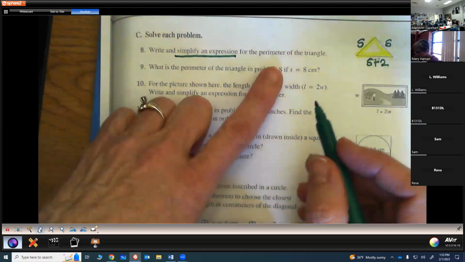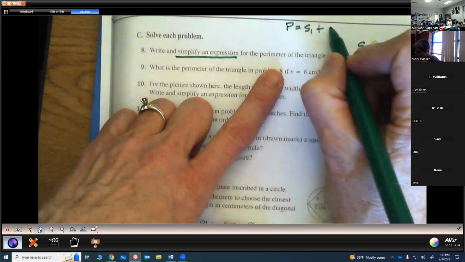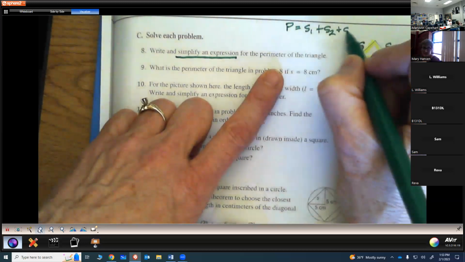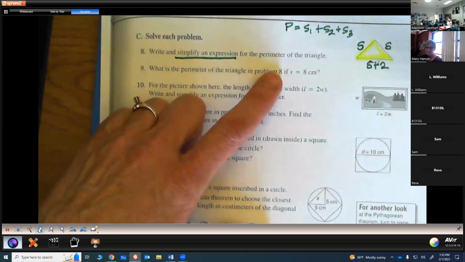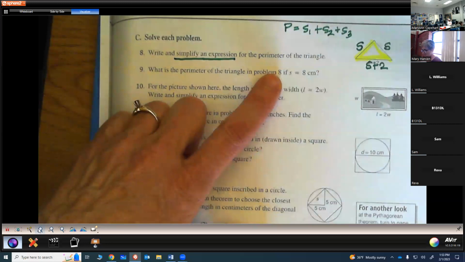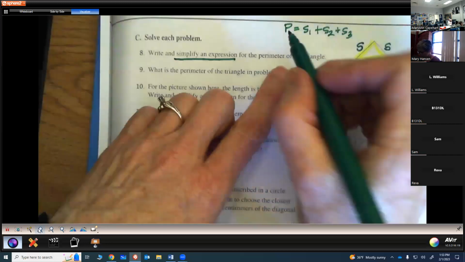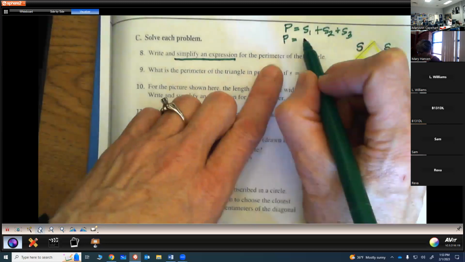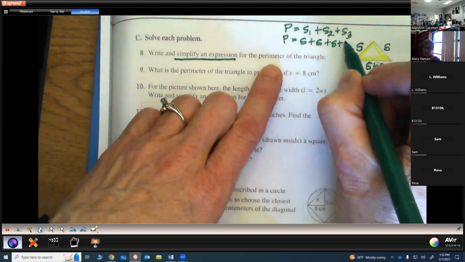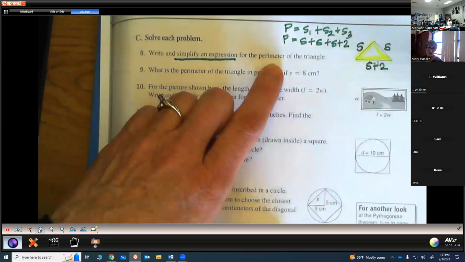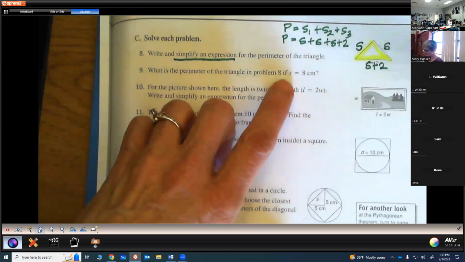And so we're still going to start the same way. It's a triangle. We're going to start with the perimeter formula. And remember that perimeter formula means just add the three sides together. And so we're going to have S plus S plus S plus 2, because that's the 1, 2, 3 sides of the triangle.